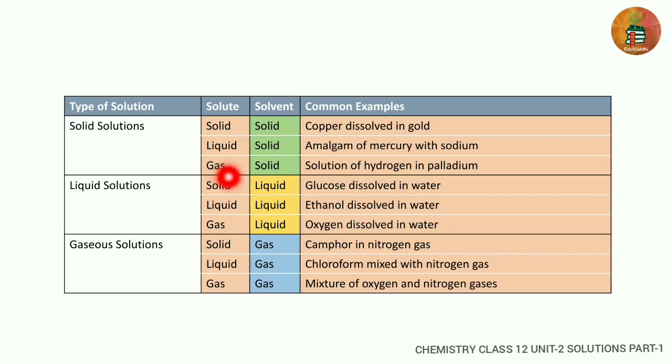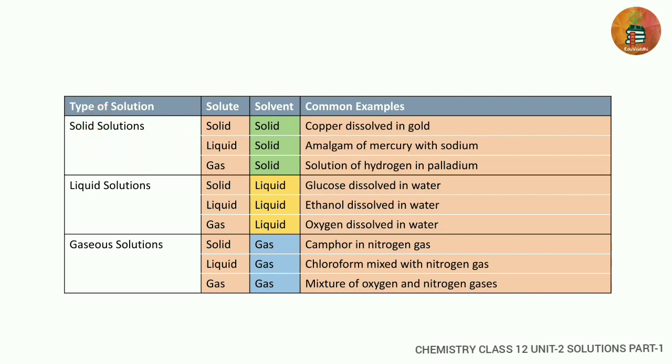In the next case, we will take the solute as gas and the solvent as solid. Example is a solution of hydrogen in palladium. Palladium is a solid metal and hydrogen is a gaseous one. So we have mixed a gaseous solute with a solid solvent to get this type of solid solution. So this is about the types of solid solutions.